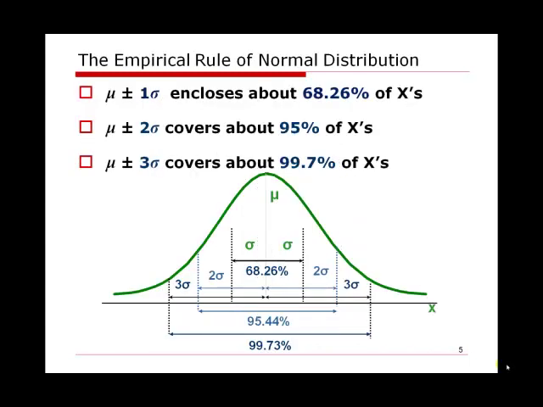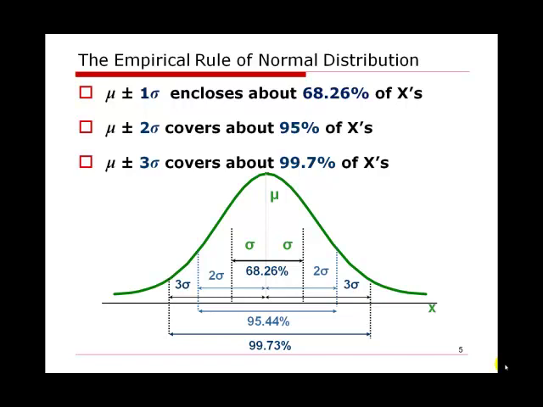If you remember, the empirical rule of normal distribution basically tells us about 68% of the variable is located within one standard deviation from the mean. And similarly, 95% of all variable values fall within 2 standard deviations from the mean. And 99.7% of all x fall within 3 standard deviations away from the mean.